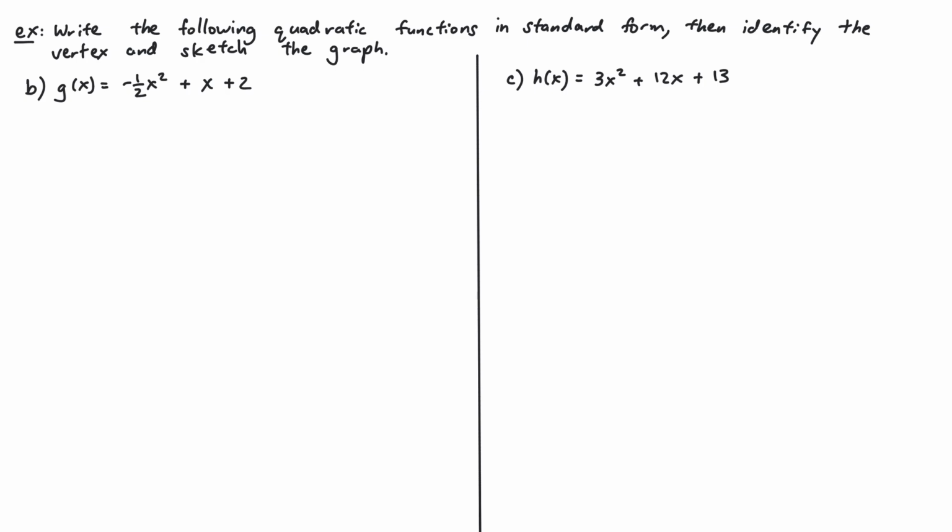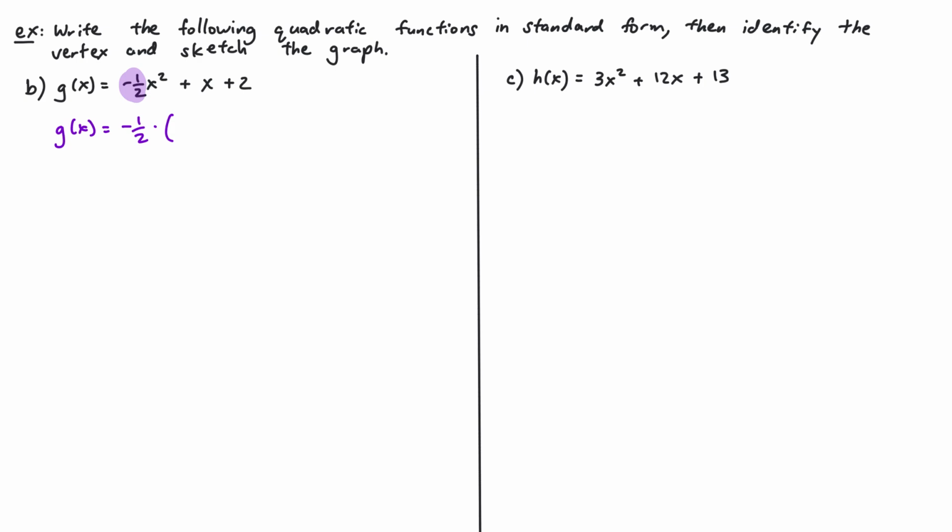In example B, we have the function g of x equals negative 1/2 x squared plus x plus 2. Remember, we want to write this in standard form, then we want to identify the vertex and draw a sketch of the graph. Our first step in writing this in standard form is to factor the number in front of the x squared from all of our terms. In this case, it's going to be that negative 1/2. So our function is g of x equals, pulling out that negative 1/2, we want to think about what's left.